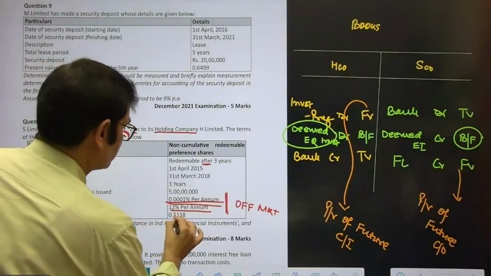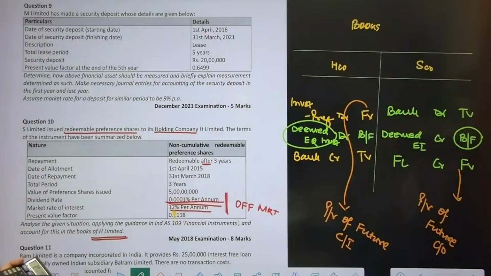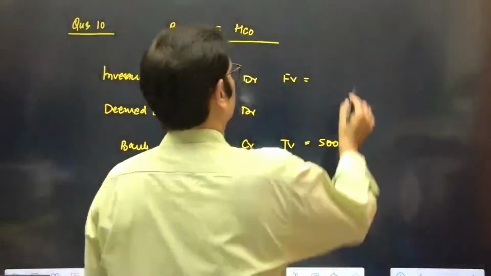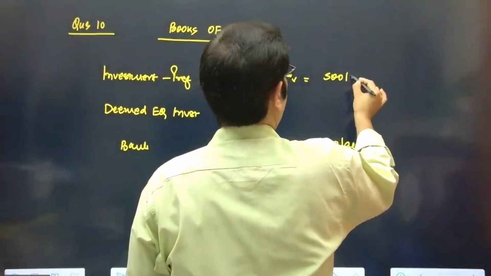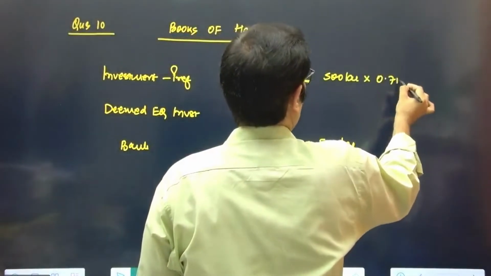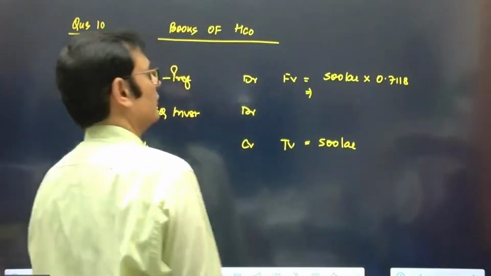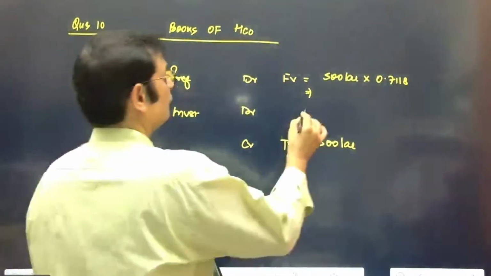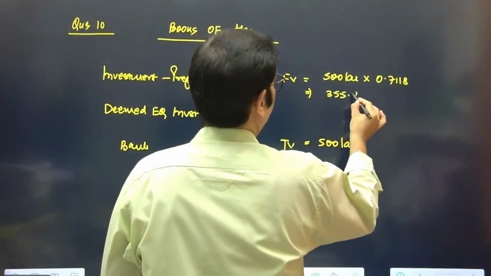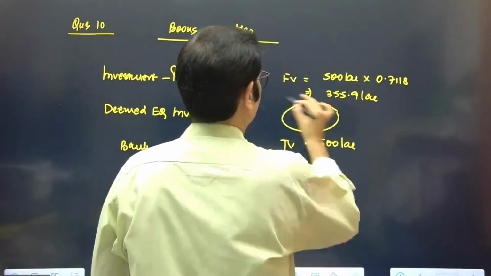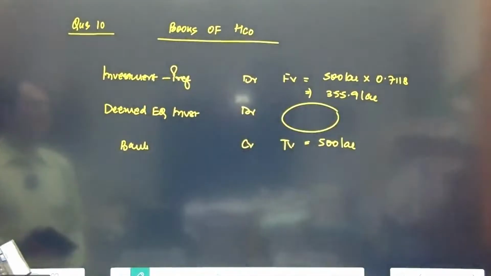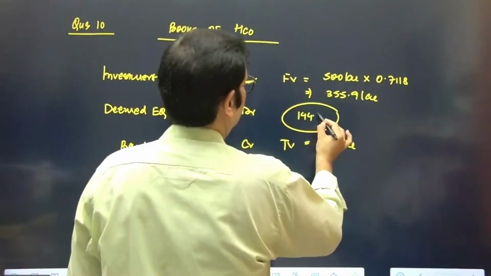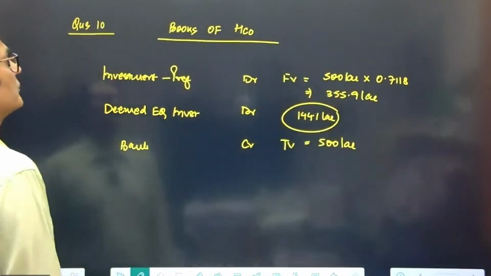This is a misprint. This is 7 actually. This is 0.7118. Yes, so he's going to get 500 lakhs at the end of the third year into 0.7118. Let's see what the fair value is. I think it's 355.9 lakhs. So let's get the balancing figure. That's, I think, 144.1 lakh, which is the deemed equity investment in the books of the parent.